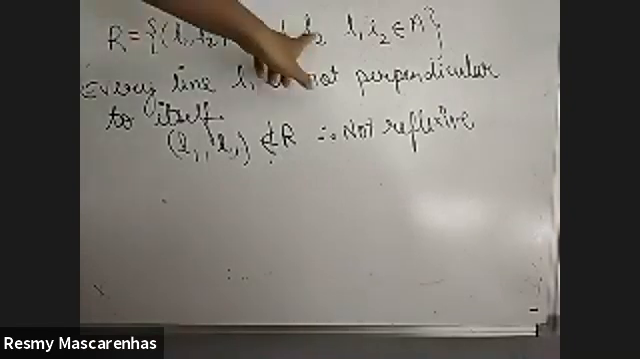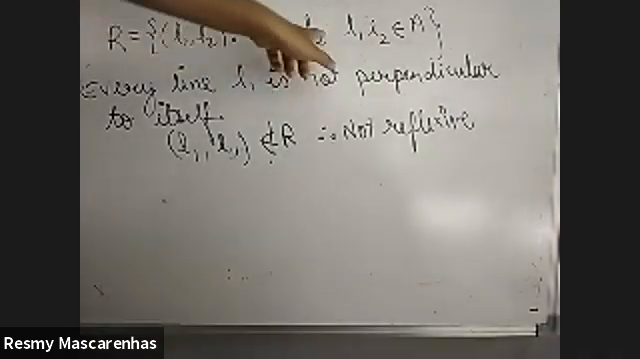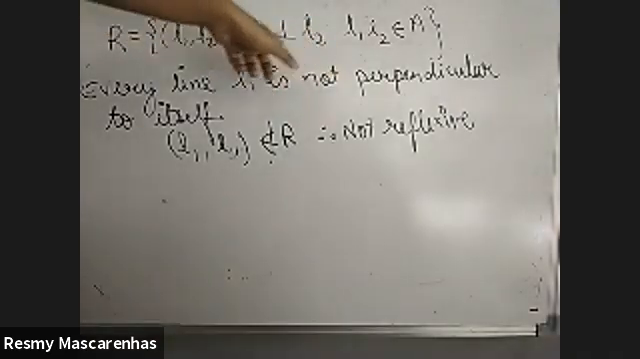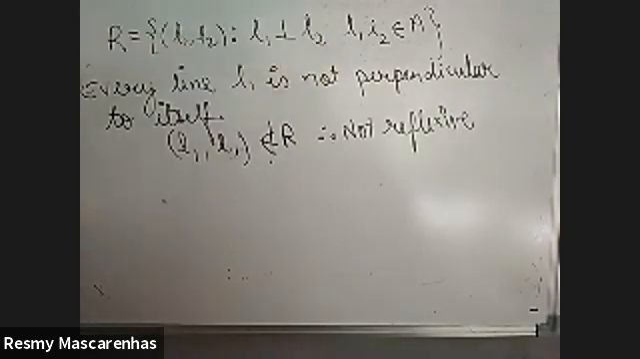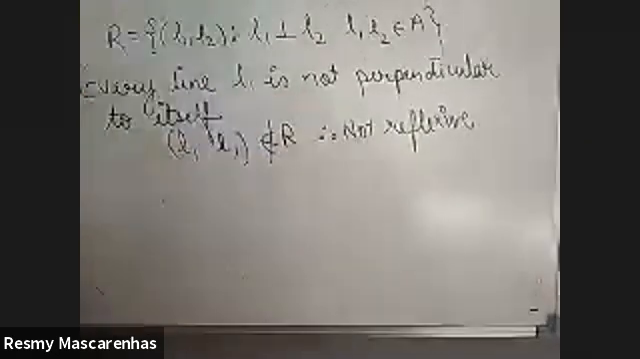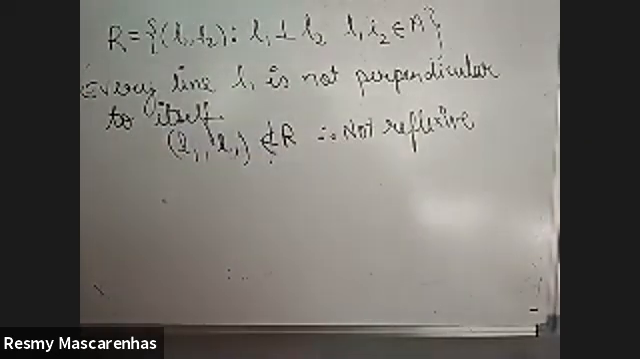When you put this as L1 and L1, it should be holding true, but this is not true because it cannot be perpendicular to itself. For parallel, it was holding true, that's why it was reflexive. But now it is not satisfying that condition, that's why it is not reflexive. So this was for the first one.